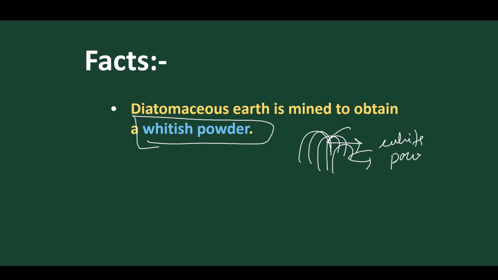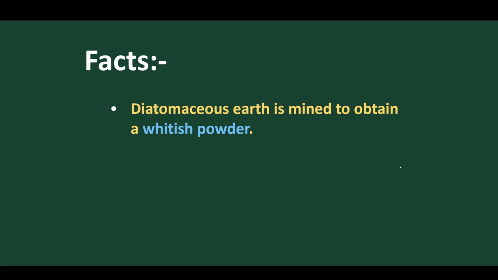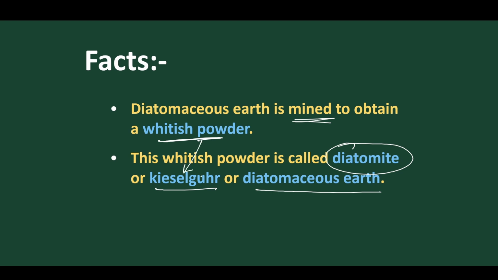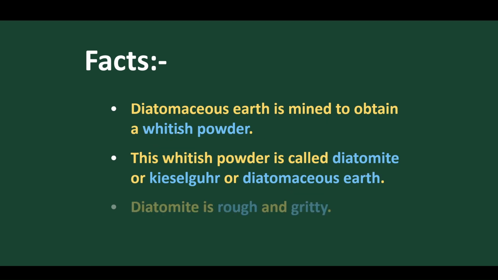So we extract a white powder-like structure from the bottom of the sea for economic importance. This white powder is called diatomite, diatomaceous earth, or kieselguhr. Got it? The white powder so extracted from the mountains or from the dolomite or diatomaceous earth is sometimes called kieselguhr, sometimes diatomaceous earth, or sometimes diatomite. This white powder has very important economic importance. Let's discuss what this white powder is used for.